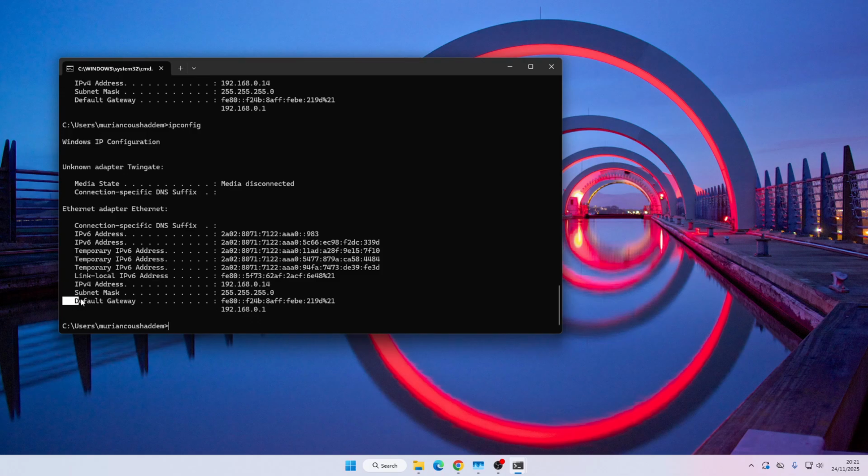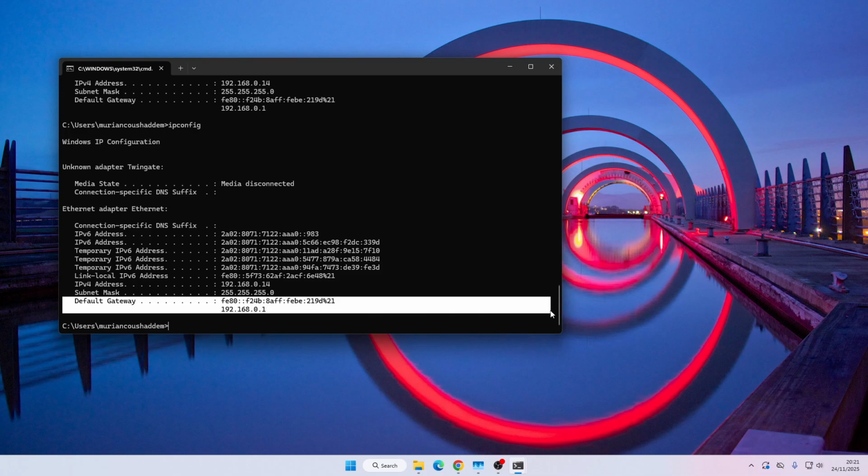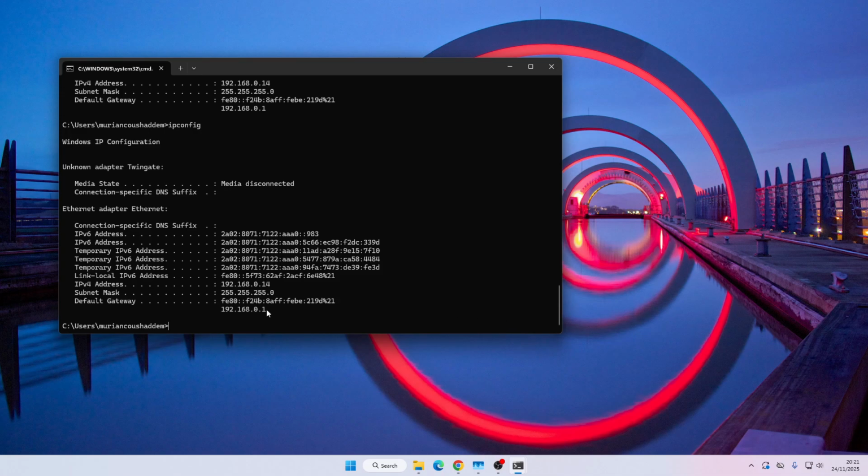And if you want to find out about the router, you can take a look at the default gateway. So it shows the .01. So it's very clear. This is the router, and this is everything you need to know for this subject.